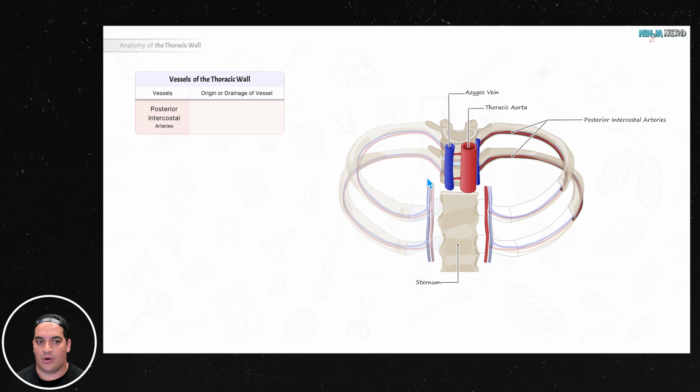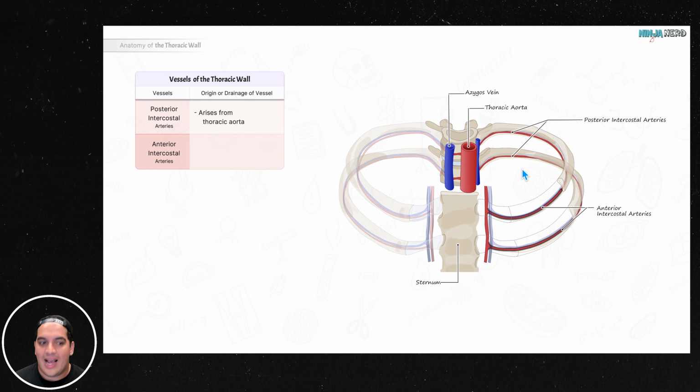Let's focus first on the supplies of the arteries, particularly from the thoracic aorta. It gives off this branch here called the posterior intercostal arteries, as you can see here. And the next thing is the anterior intercostals. Where do they come from? Well, they actually come from this one. It actually comes from the internal thoracic or the mammary artery. It gives off the anterior intercostal artery. So posterior intercostal comes from thoracic aorta. Anterior intercostals come from the internal thoracic or the mammary artery.